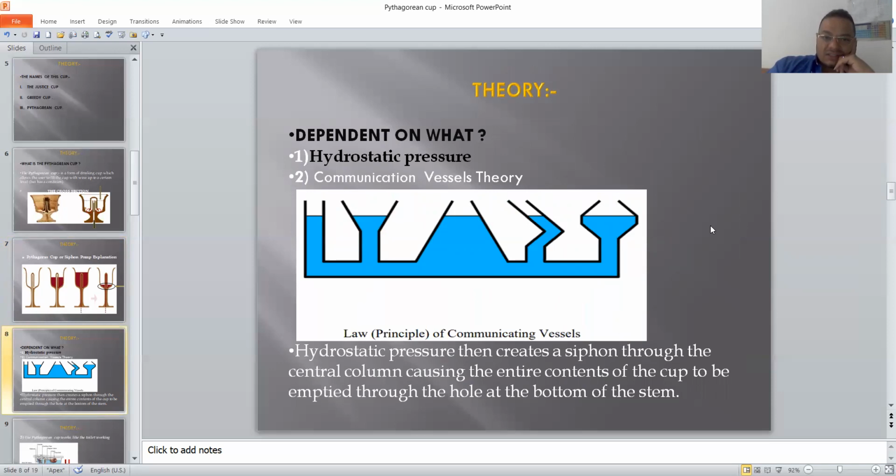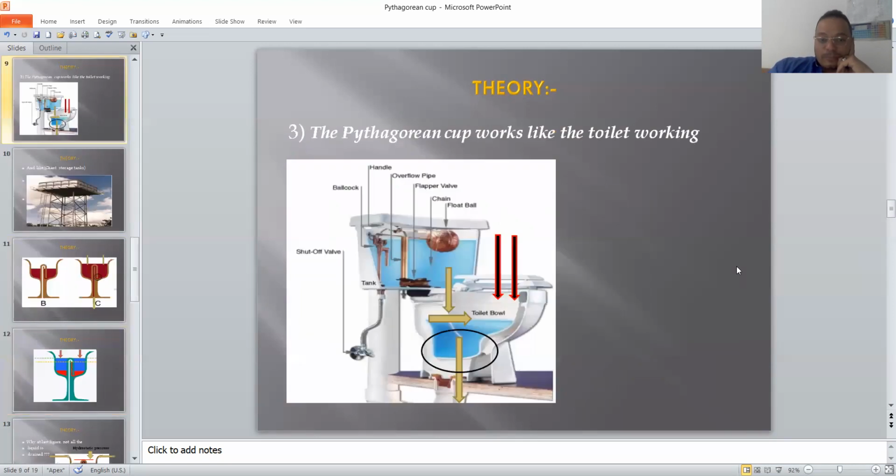And after that, the communicating vessels theory. Here, like we're seeing, we have many different figures, but the level of the liquid is the same. This is the phenomenon, okay? Like I said before, hydrostatic pressure then creates a siphon through the central column, causing the entire content of the cup to be emitted through the hole at the bottom of the stem. Let's go to another slide to complete.